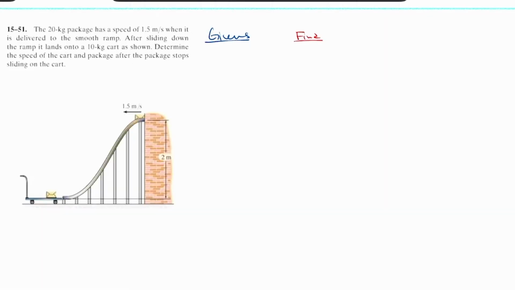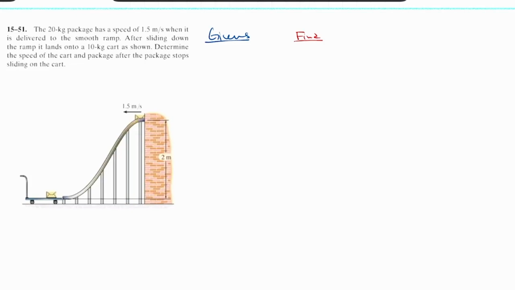So we have a 20 kilogram package that has a speed of 1.5 meters per second when it is delivered to the smooth ramp. So this one already has a velocity given there. After sliding down the ramp, it lands onto a 10 kilogram cart as shown. Determine the speed of the cart and the package after the package stops sliding on the cart. So once again, we have the speed, we have all of this stuff. So we need to figure out how much they move.